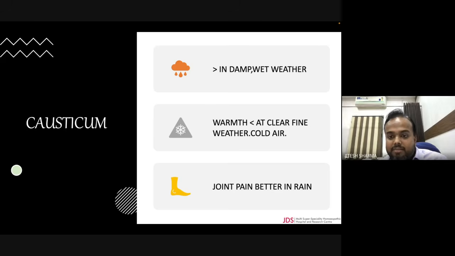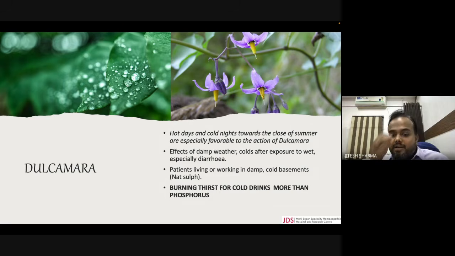Causticum: damp weather worse, warm weather warmth better, and joint pain better by rain. Dulcamara. Now, interestingly, hot days, cold nights toward the close of summer, just what we are seeing now, are especially favorable for the action of Dulcamara. Effects of damp weather, cold after exposure to wet, especially diarrhea. Patients living in damp, cold basements, like natrum sulf.